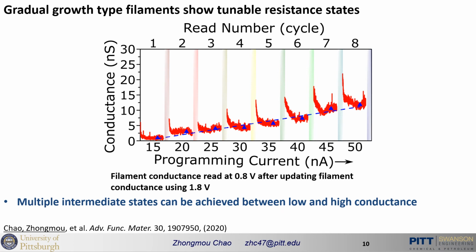For the gradual growth type, we demonstrate here that we can tune its conductance states to achieve a set of intermediate states between the high and low, distinguishing itself from abrupt growth type. So we are trying to find out whether the gradual growth type filament can help achieve the analog requirement for neuromorphic computing.